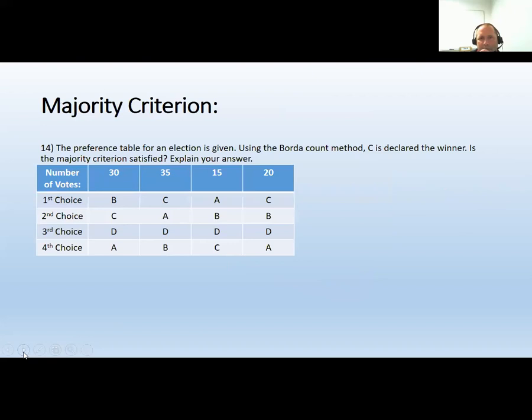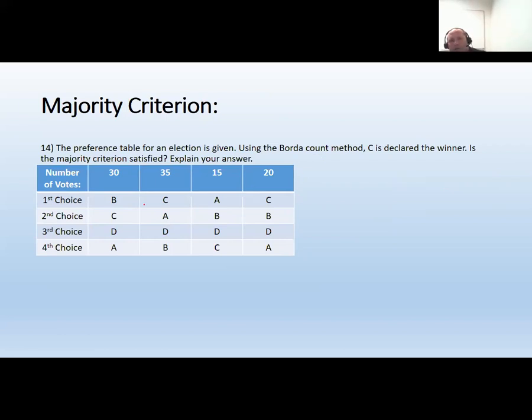Here's the majority criterion. This is going to be a theoretical question that says the preference table for an election is given using the Borda count method. C is declared the winner. Is the majority criterion satisfied? So explain your answer. Now, who wins by majority here?